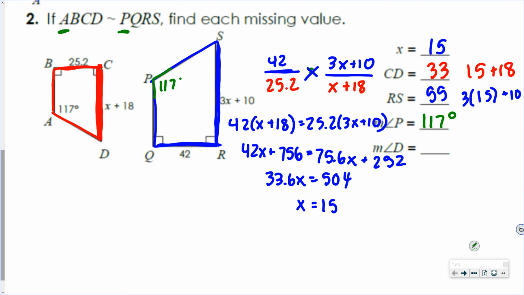Good. In similar polygons, the corresponding angles are all congruent. I love how you explain that. A and P are in the same spot, so those two angles would be congruent. Good. All right, angle D. Ideas.